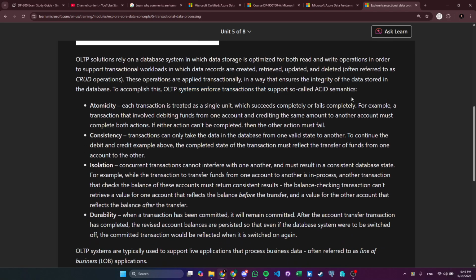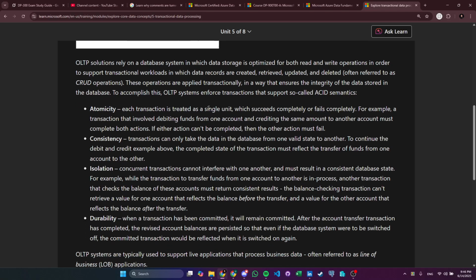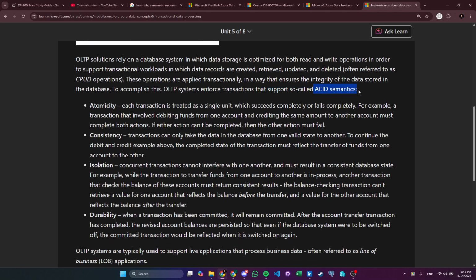Now, OLTP systems enforce transactions that support ACID semantics. Let's read more about them. ACID stands for atomicity, consistency, isolation, and durability.